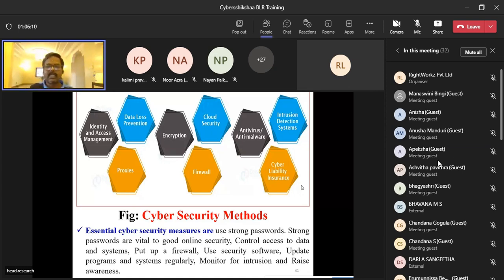Control access to data and systems or servers. Put up a firewall. Use security software. Update programs and systems regularly. Monitor for intrusion and raise awareness.